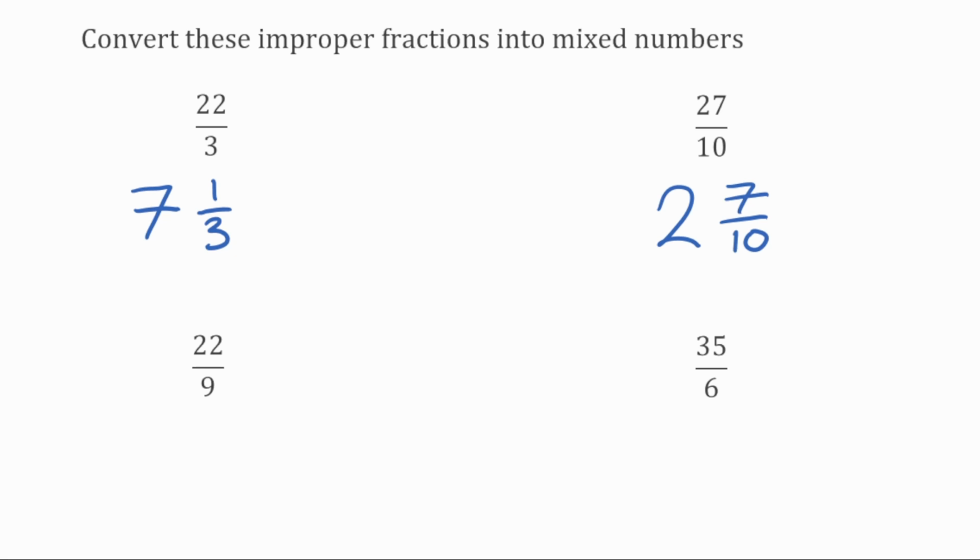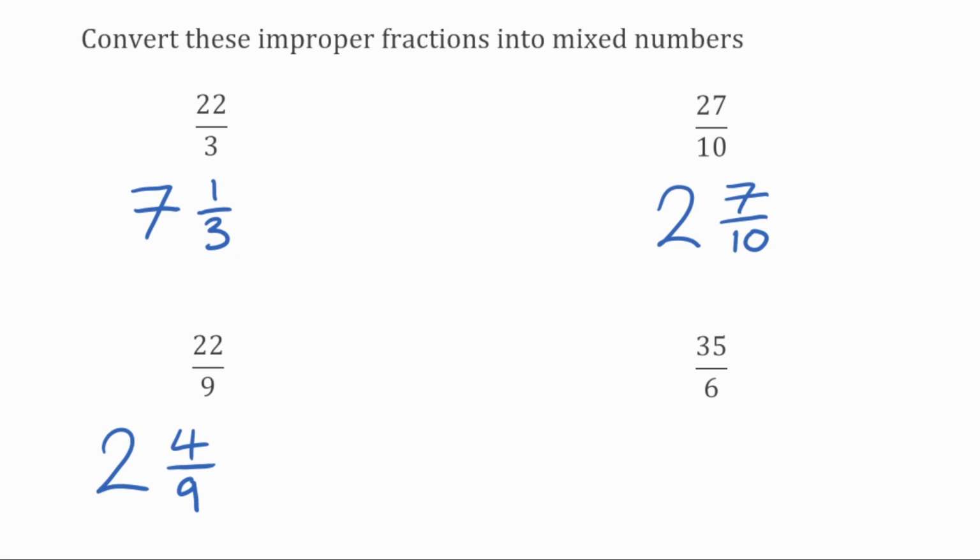Okay, moving on, we now have 22 over 9. Again, how many times does 9 fit into 22? Well, it fits in twice because that would be 18, leaving us with the remainder of 4. So the proper fraction part here would be 4 over 9. So 22 over 9 is equivalent to 2 and 4/9.